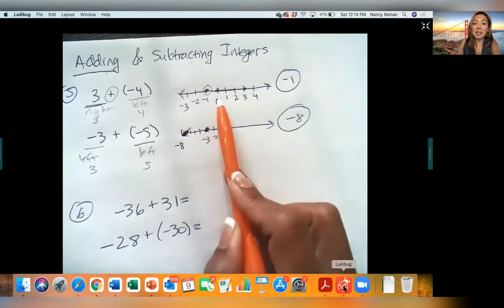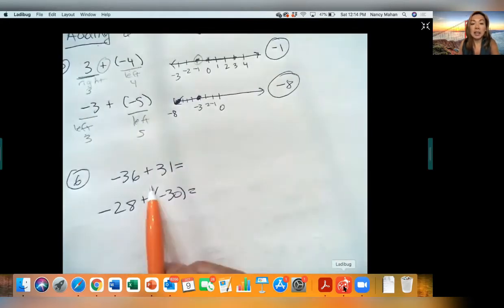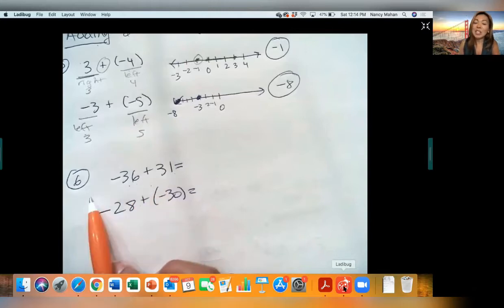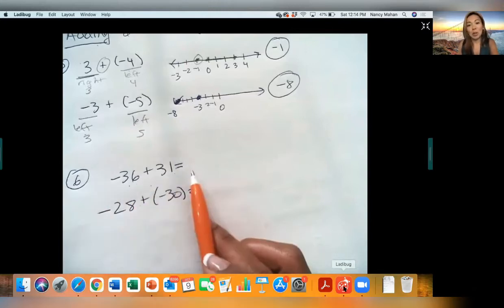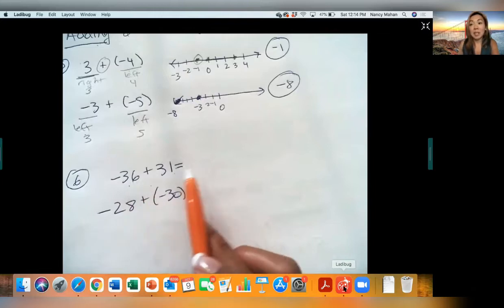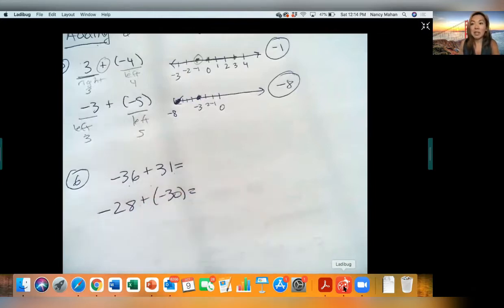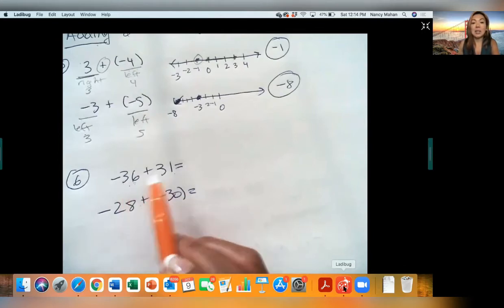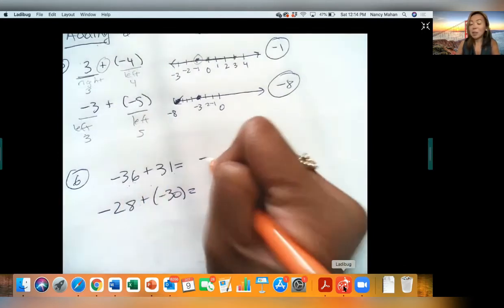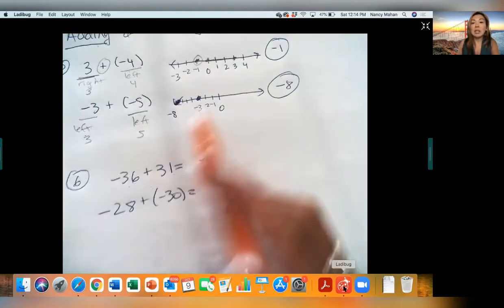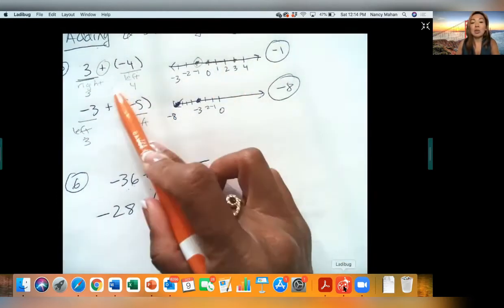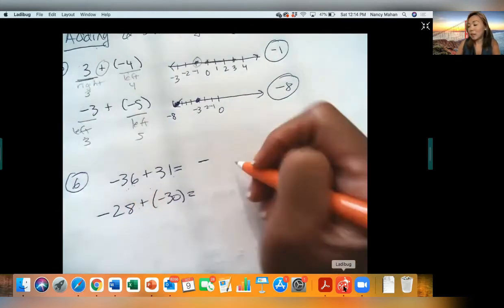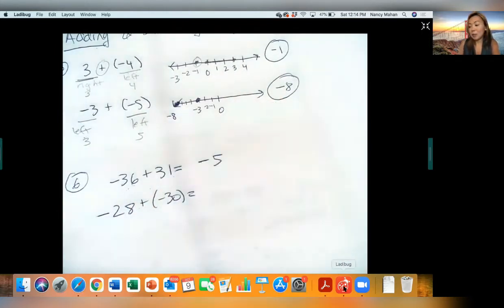So we subtract our numbers. In this case, -36 plus 31, I'm going to walk to the left 36, and I'm going to walk to the right 31. Did I take more steps to the left, or more steps to the right? I took more steps to the left, right? Because 36 is bigger than 31. So I know my answer is going to be negative. And as we can see here, we're going to subtract the two numbers. We subtract 31 from 36 and end up getting 5. So the answer is -5.